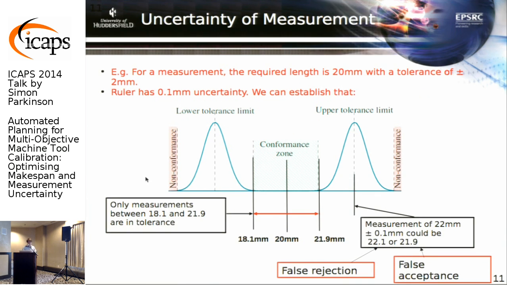So just a little example here. We can see the conformance zone in the middle is where, if you were to measure with a ruler, say we have a tolerance of 2 millimetres on 20 millimetres. Anywhere in that conformance zone, the measurement will be passed off as fine. But if we were to measure, say, 22 millimetres and we had a plus or minus 0.1 uncertainty, then really it could go either way. We could be falsely accepting the error, or we could be falsely rejecting the error. So it's really important to minimise these tolerance windows, if you like, to remove incorrect decisions.